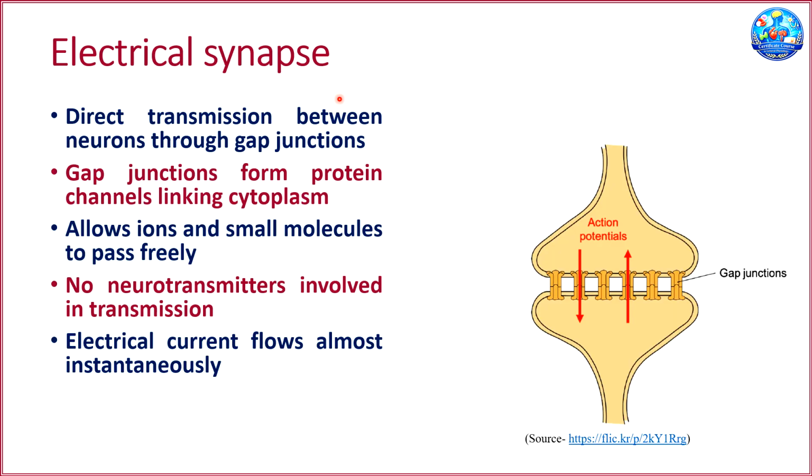Electrical synapse. An electrical synapse is a type of synaptic connection in which the nerve impulse is transmitted directly from one neuron to another through specialized structures which we call the gap junctions. The gap junctions consist of protein channels that create a small cytoplasmic link between these neighboring cells. And this allows ions and small molecules to pass through freely between them.